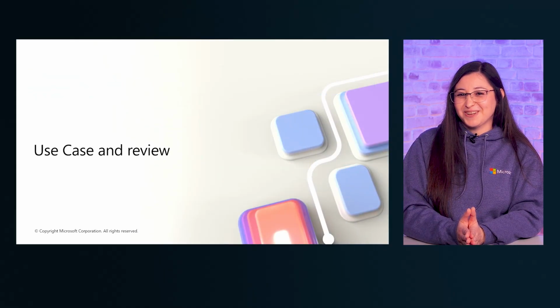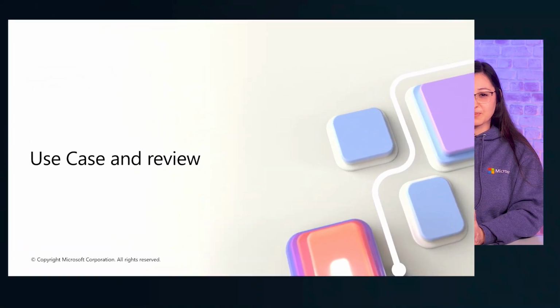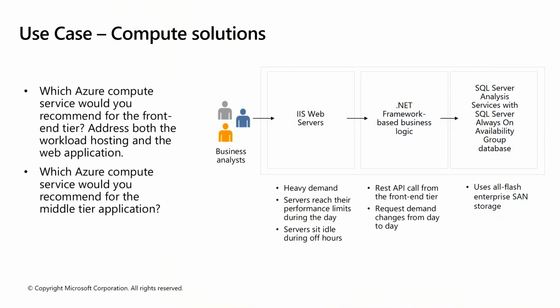All right, time for use cases and review. We step into a real-world architecture challenge faced by a company migrating a traditional 3-tier application to Azure. The goal isn't just to lift and shift, but to modernize the design so they can scale efficiently, handle peak demands, and reduce wasted resources, all while staying in compliance with business and legal constraints.